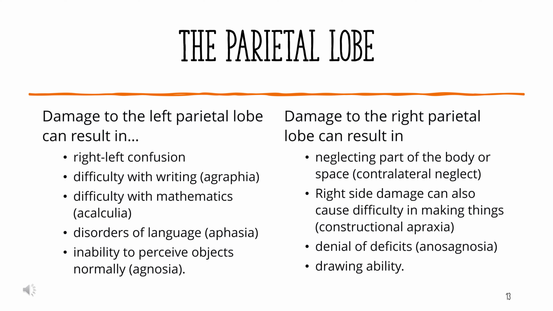Damage to the right parietal lobe can result in neglecting part of our body or space, which is also called contralateral neglect. This is often seen with stroke. Right side damage can also cause difficulty in making things, which is constructional apraxia. It can lead to having a denial of the deficits a person is experiencing, and it can impact one's drawing ability. If you look at this list again, you'll realize that all of the things that can result due to damage of the parietal lobe are listed on my slide earlier in the presentation, quickly going over functions of lateralization.